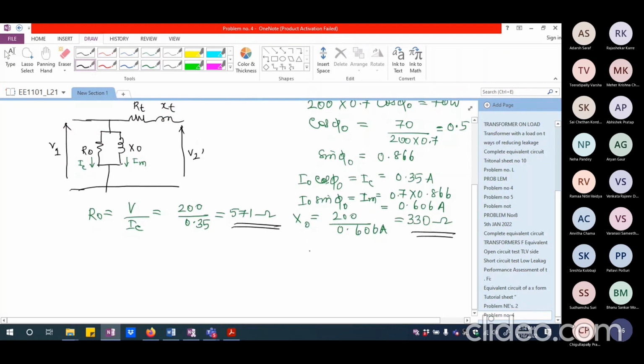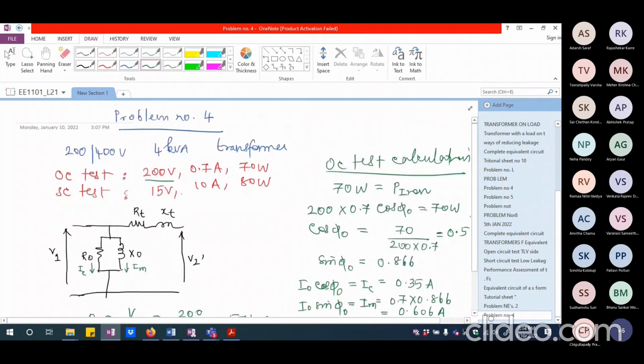Okay. So this is the no load test data from which we have calculated the parallel equivalent circuit parameters. Now let us try to calculate what is the series parameters, which are RT and XT. We need to calculate these two.